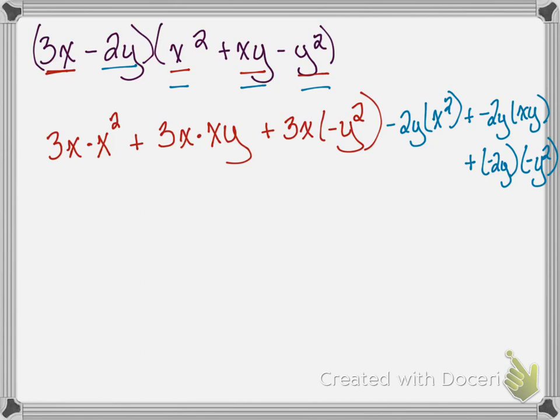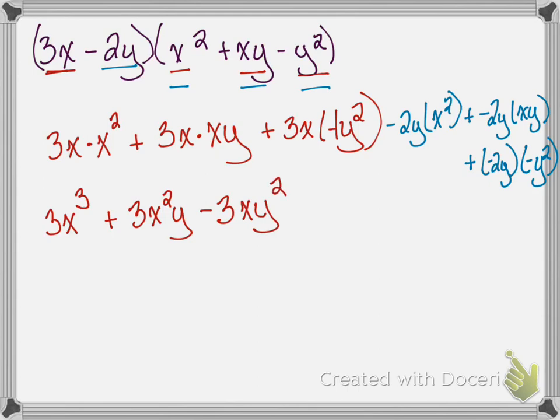Okay, so let's do the multiplication now. So I have 3x times x squared. That gives me 3x to the third. Then I have 3x times xy. So that is going to give me 3x squared times y. Then I have 3x times -1y squared. So I am going to multiply the 3 and the -1. That's going to give me -3xy squared.